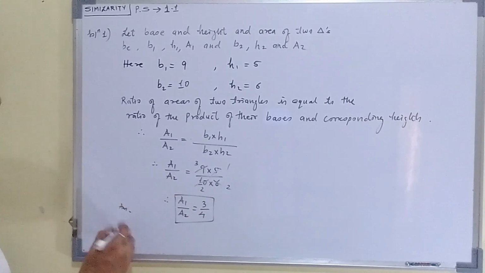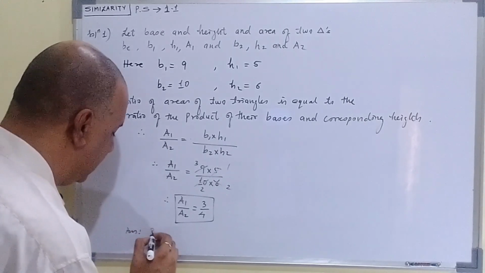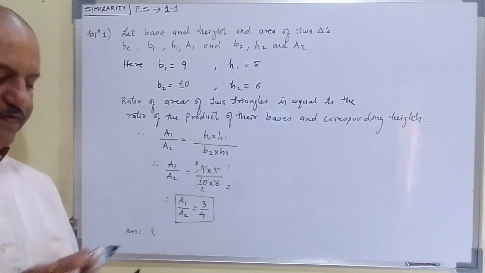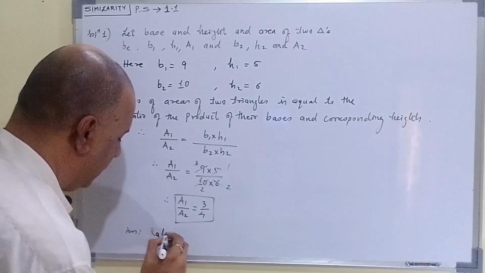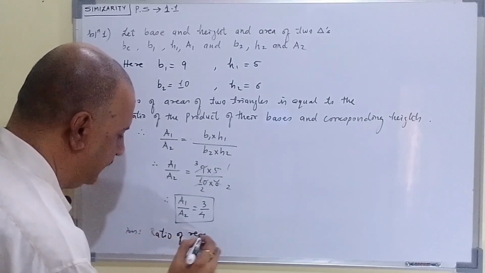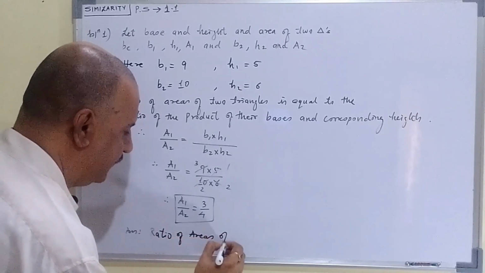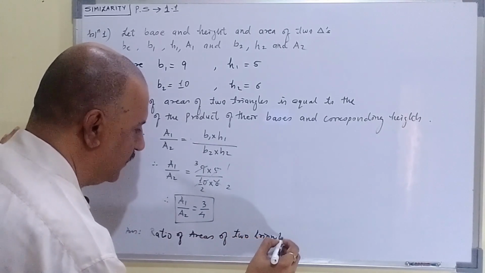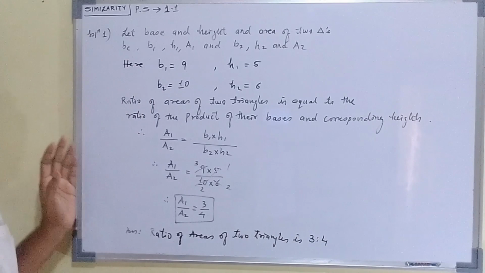So write down the final answer in words. Ratio of areas of two triangles is 3:4. Write in words.